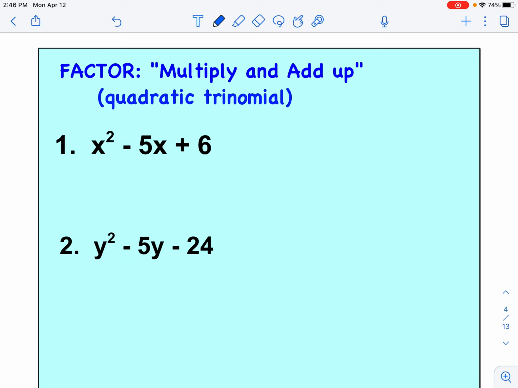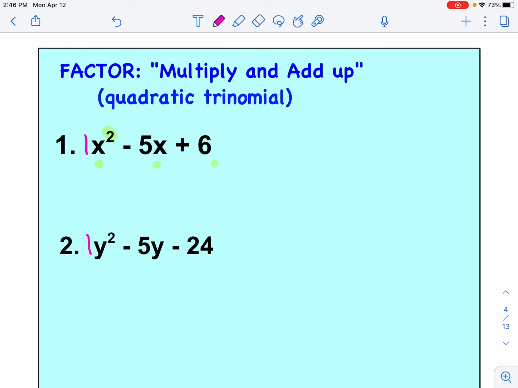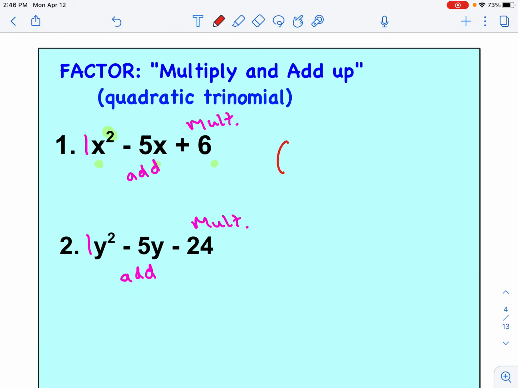But let's see if you can try these two questions that are quadratic trinomials, where the number in front of x squared is 1. And whenever we have that, we can look for multiply and add up. So go ahead and pause the video right now and see if you can try these two, and then restart the video to see if you got them correct.